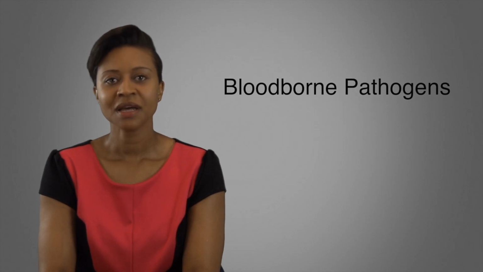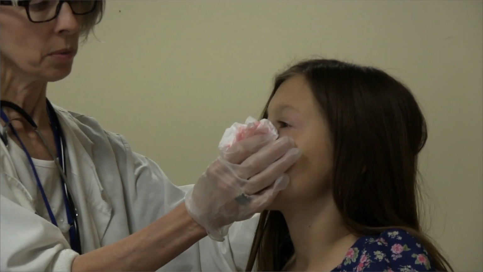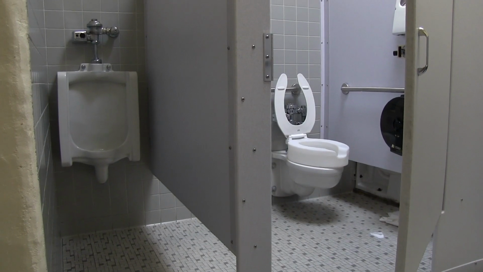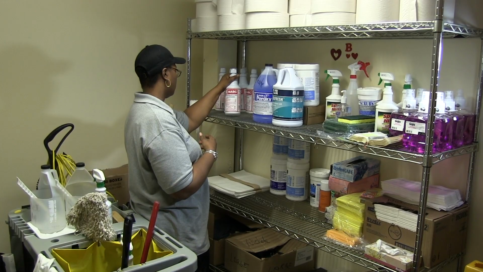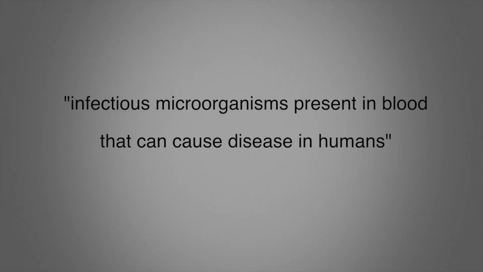Our next topic is blood-borne pathogens. Employees may be exposed to a disease at work if they administer first aid, clean spills of body fluids, or otherwise come in contact with blood or body fluids. OSHA defines blood-borne pathogens as infectious microorganisms present in blood that can cause disease in humans.